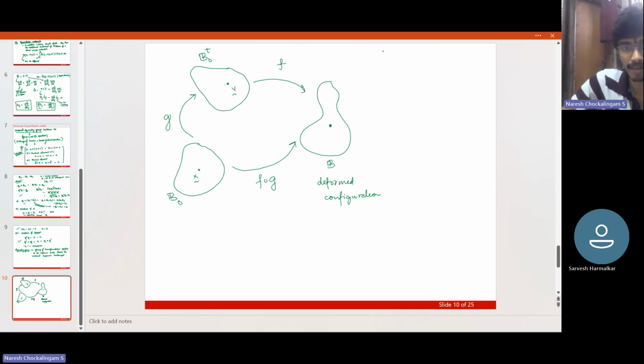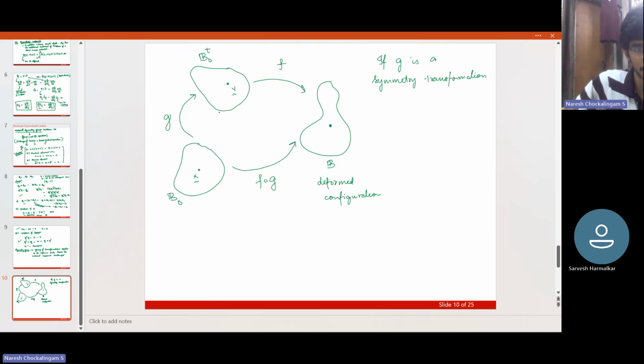So if g is a symmetry transformation, then the material response in the deformed configuration should be unchanged. So what it says is, these are the mappings, right?